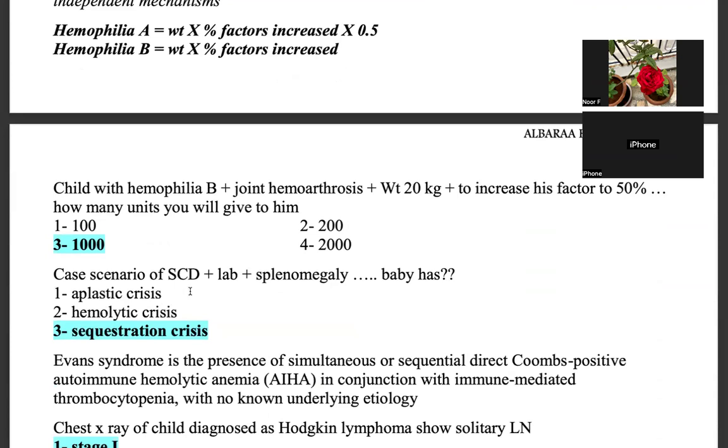This one, case scenario of sickle cell disease plus last baby has aplastic crisis. We don't see splenomegaly in aplastic crisis. In hemolytic crisis also, it is sequestration crisis. Usually small children with sickle cell disease will have sequestration crisis during the younger ages.